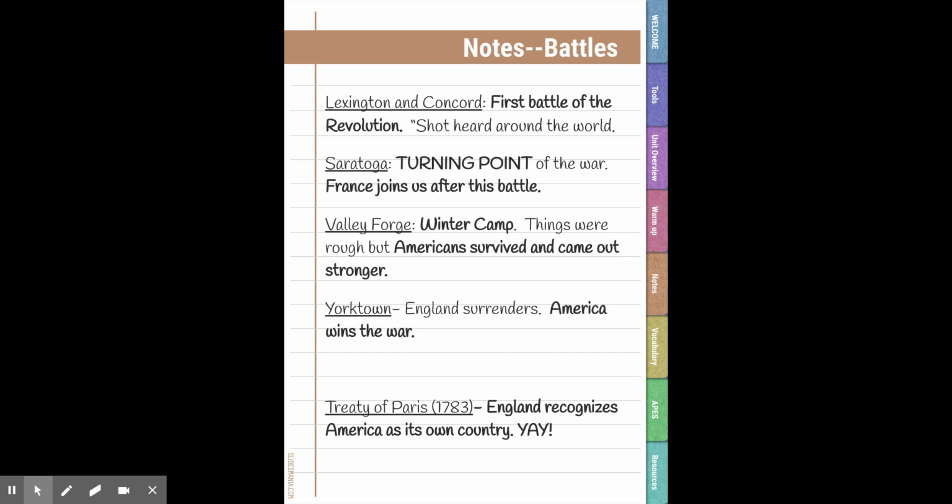Yorktown. This is officially the last battle of the Revolution. The English surrendered, therefore America wins the war. Just like every war, it is not officially over until you have it in writing in the form of a treaty. So the Treaty of Paris of 1783, England finally recognizes America as its own country, and we get all the land east of the Mississippi River.